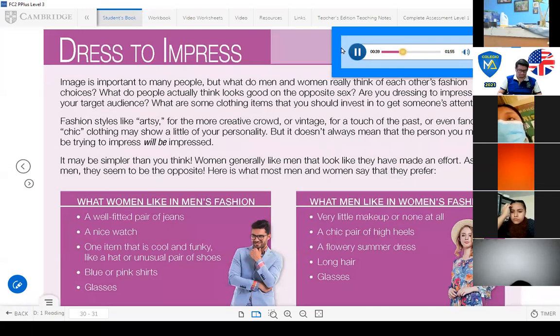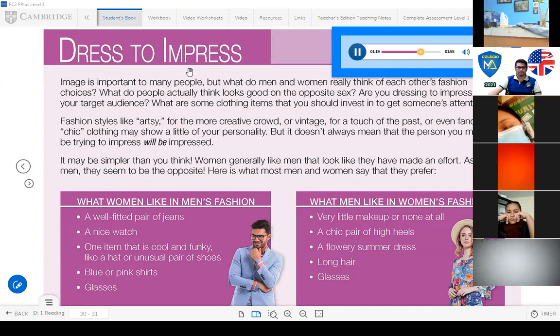Fashion styles like artsy for the more creative crowd, or vintage for a touch of the past, or even fancy chic clothing may show a little of your personality. But it doesn't always mean that the person you may be trying to impress will be impressed. It may be simpler than you think. Women generally like men that look like they have made an effort. As for men, they seem to be the opposite. Here is what most men and women say that they prefer.